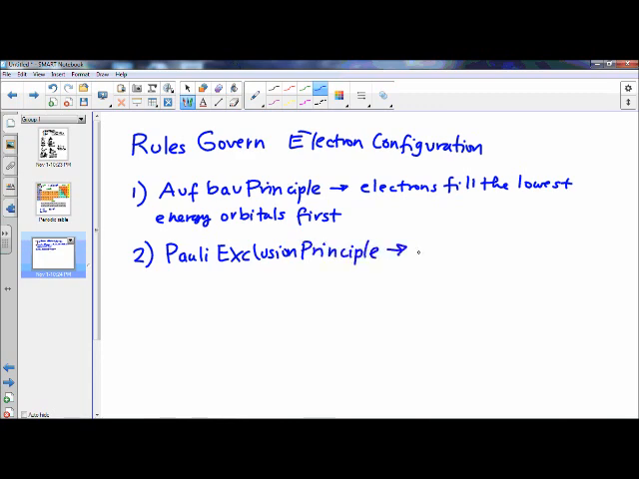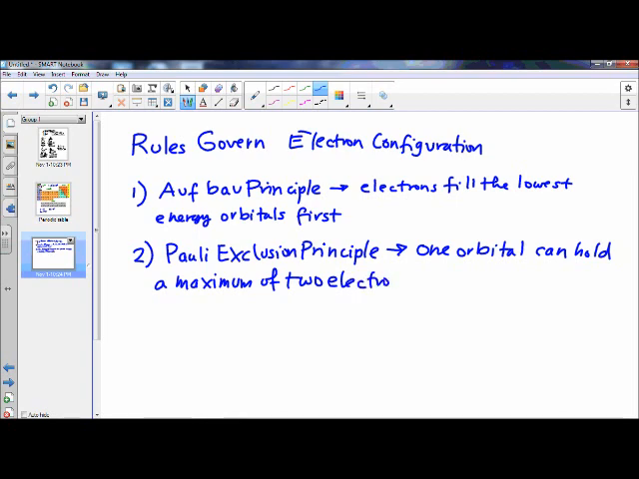Okay, this basically says that one orbital can hold a maximum of 2 electrons. Now the reason you can fit 6 electrons in p is because it's a set of 3 orbitals, each with a maximum of 2. The third one pertains mostly to the orbital diagrams that you'll learn how to do.